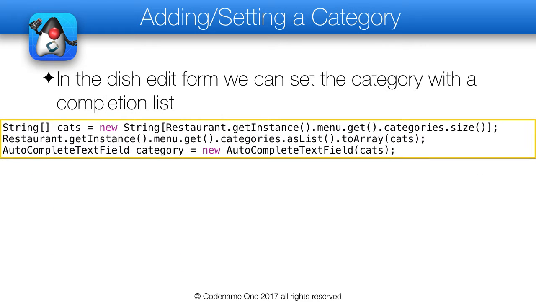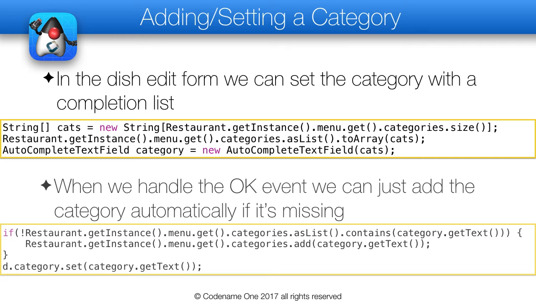In the dish edit form, we can provide an autocomplete text field, which allows us to type in new categories or select an existing category. In that same form, when a user presses OK, we check if the category already exists, and if not, we add it to the category list.